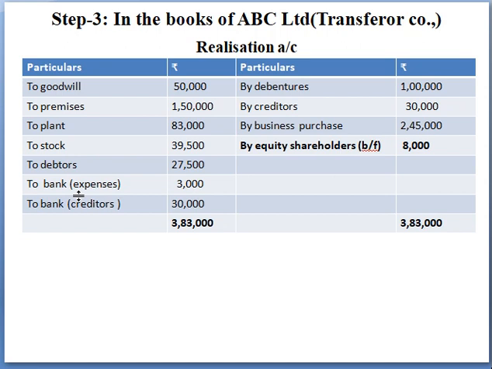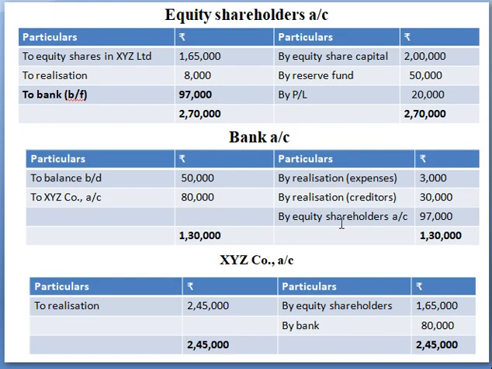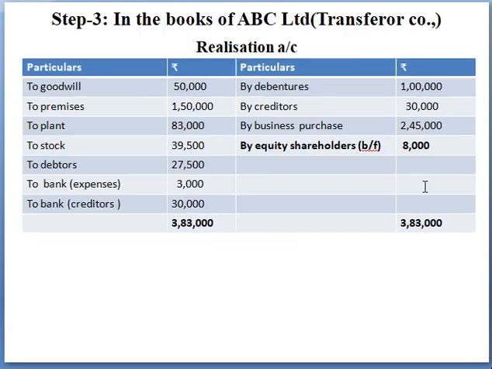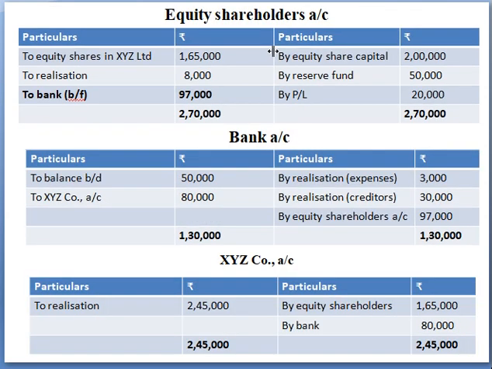So in the bank account, just give in the credit side: by realization 3,000, by realization 30,000. See here, right? And there is no other bank item in the realization account. And your second ledger is equity shareholders account. So in this ledger, debit side we have bank, right? So in the bank account, you have to give the opposite credit entry. So write it as by equity shareholders account 97,000, right?